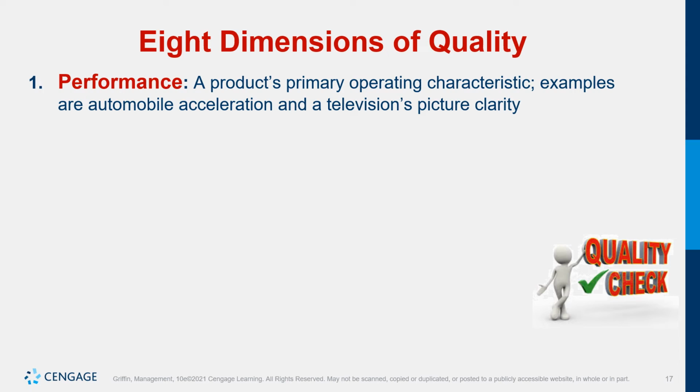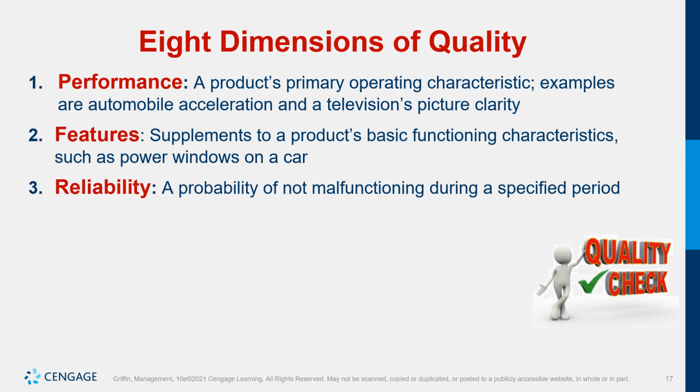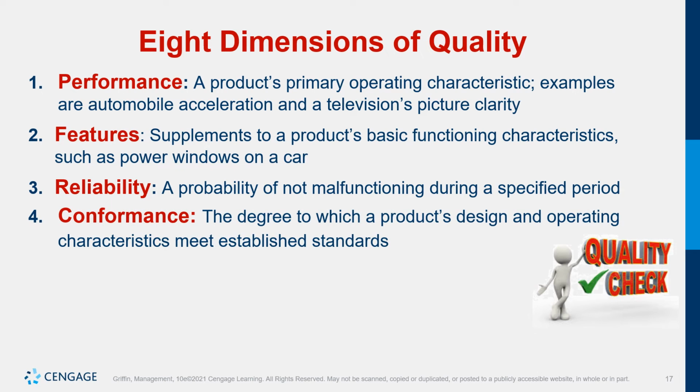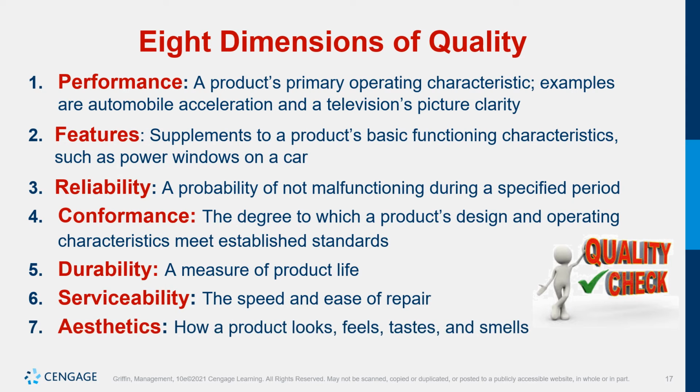Performance. It is a product's primary operating characteristic. Example, automobile acceleration and a television's picture clarity. Features. Supplements to a product's basic functioning characteristics. For example, power windows on a car. Reliability is the probability of not malfunctioning during a specified period. Conformance is the degree to which a product's design and operating characteristics meet established standards. Durability is a measure of the life of the product. Serviceability is the speed and ease of repair in case of damages.